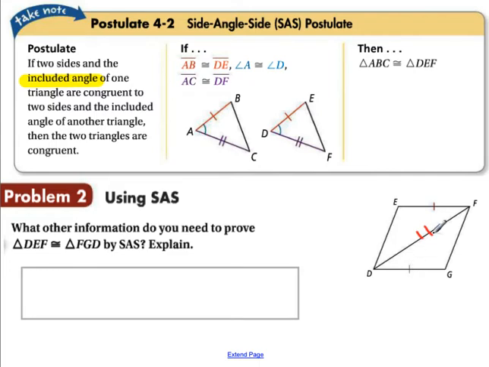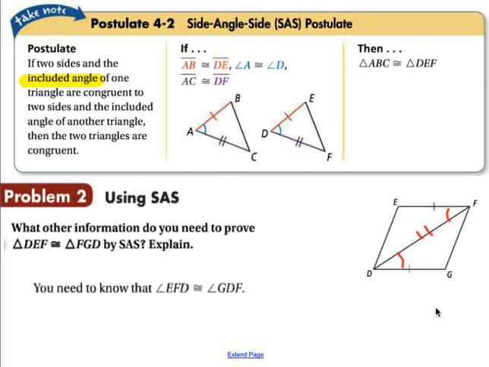So in order to have these two sides congruent and to prove this by side angle side, we would need to know that this angle right here is congruent to this angle right here. And we don't have that information, okay? So that's the piece of information that we would need to know. So we would need to know that angle EFD is congruent to angle GDF.